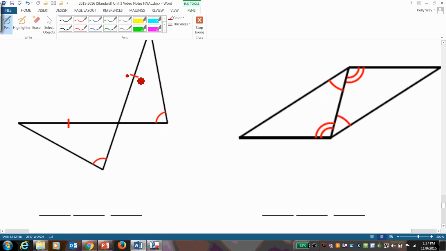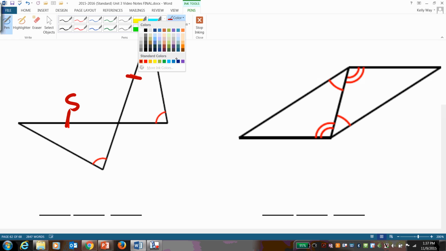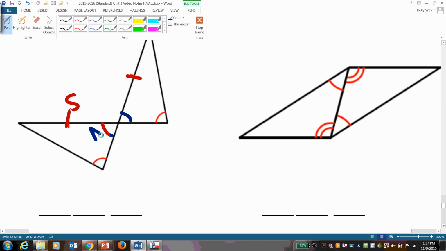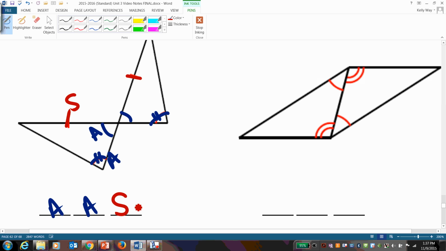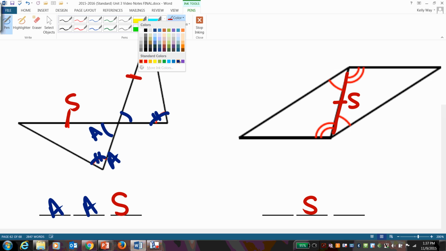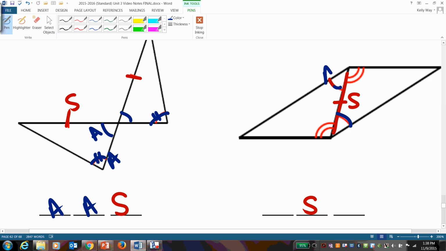This one right here, we have a pair of sides already marked for us, a pair of vertical angles, and another pair of angles already marked. So this one's a tail. This one's angle, angle, and then a side, or side, angle, angle, same thing. This one we have a reflexive side, and we have a pair of angles, another pair of angles, and those pairs of angles squeeze the side. So this one should read angle, side, angle.